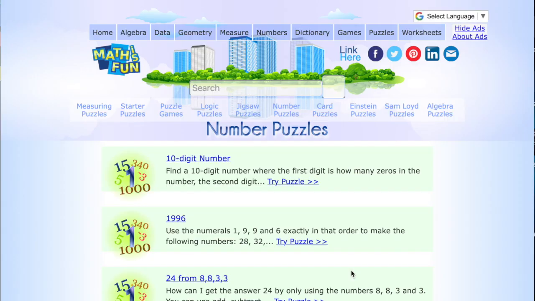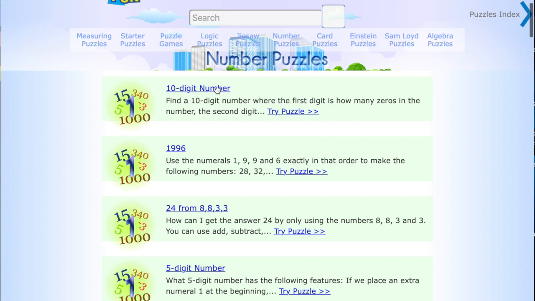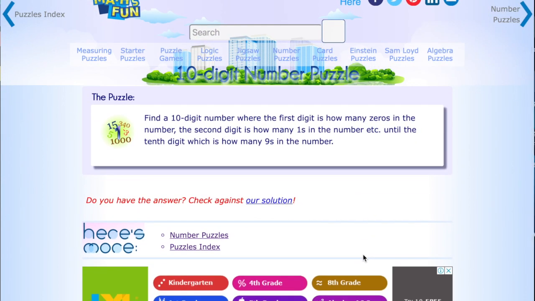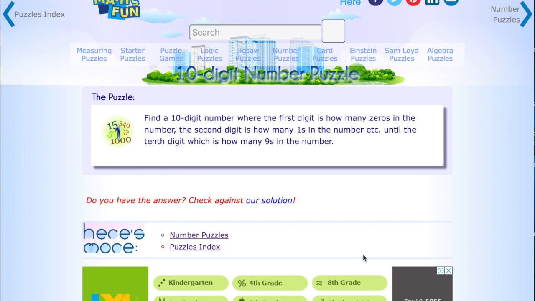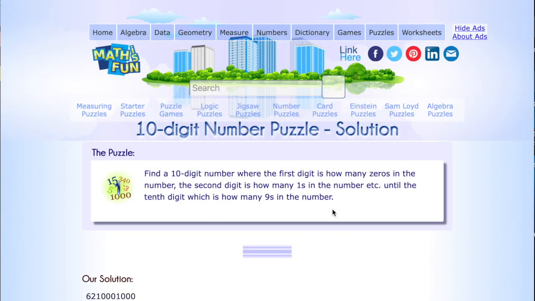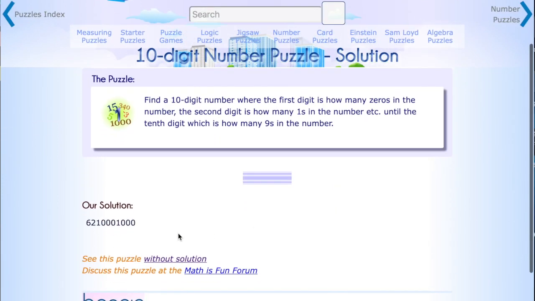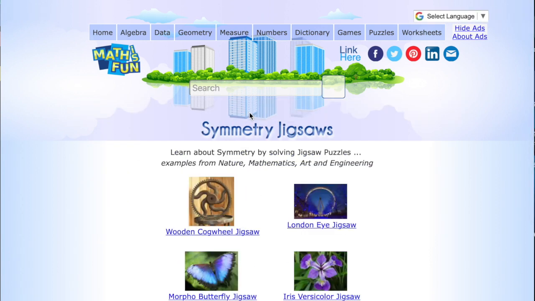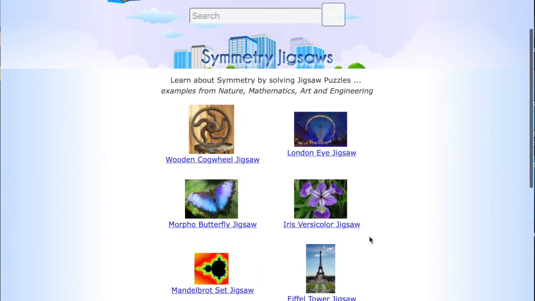Let's just click on that one to show you. So for example, here we are. Find a 10-digit number where the first digit is how many zeros are in the number. And then they've got to go until the 10th digit. Finally, they can even check a solution, for example this one here. And you can even discuss it in their forum. They've just got so many things on this website. Once you get onto here, you're just going to get lost in here.